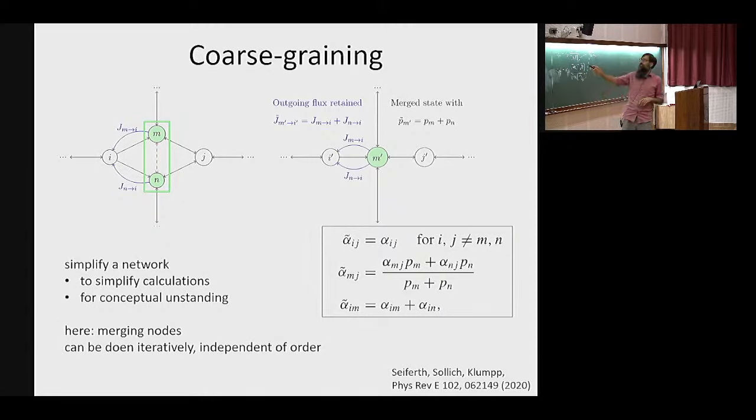These conditions give us simple expressions for the rates. Rates going out are simply the sum of the rates going out of the 2 individual states. This is this condition. And the rates going in are a combination here, which unfortunately depends on the probabilities of these states m and n.